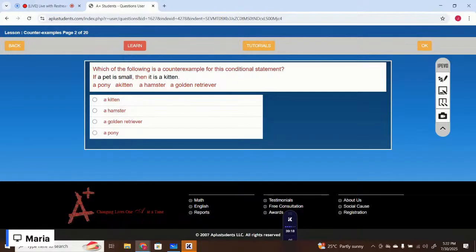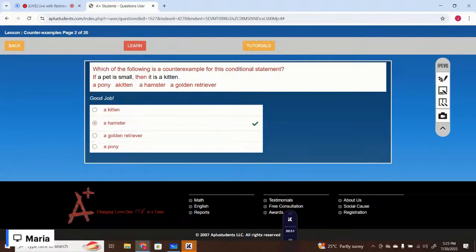Which of the following is a counterexample for the conditional statement? If a pet is small, then it is a kitten. That is a hamster. It is small.